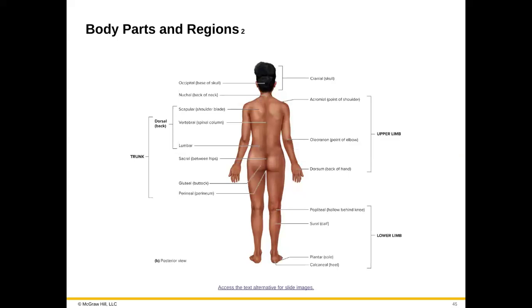Same thing here. So that first image was the anterior. This is the posterior side. Again, pause here, make some flashcards, try to understand these different terminologies. But yet again, self-study.